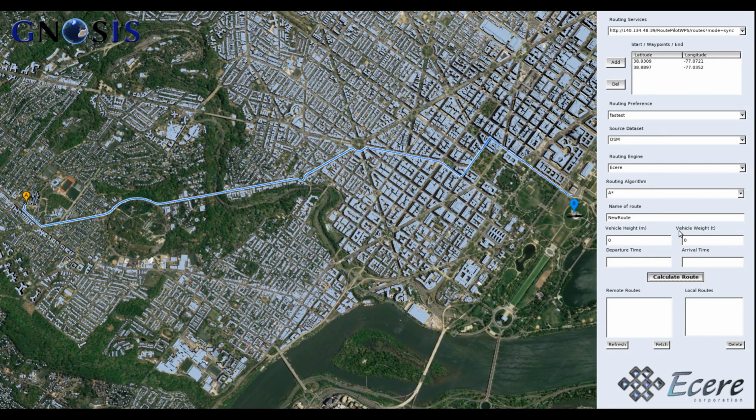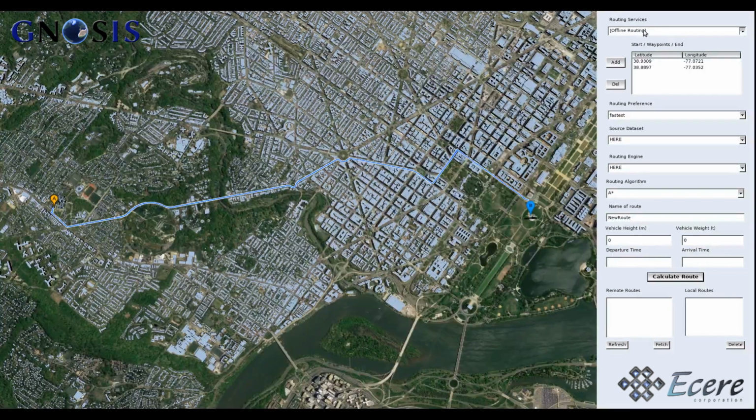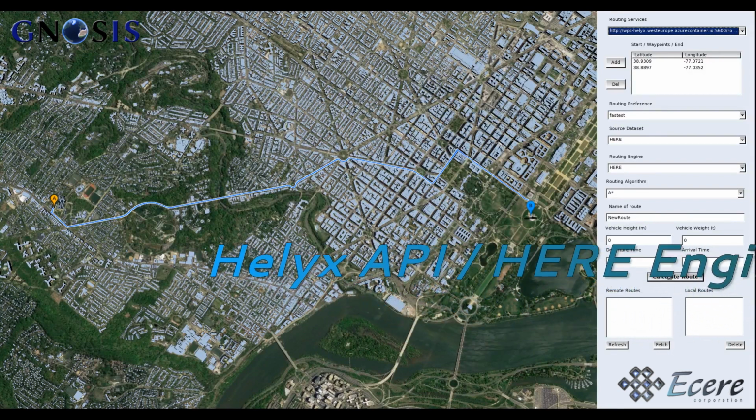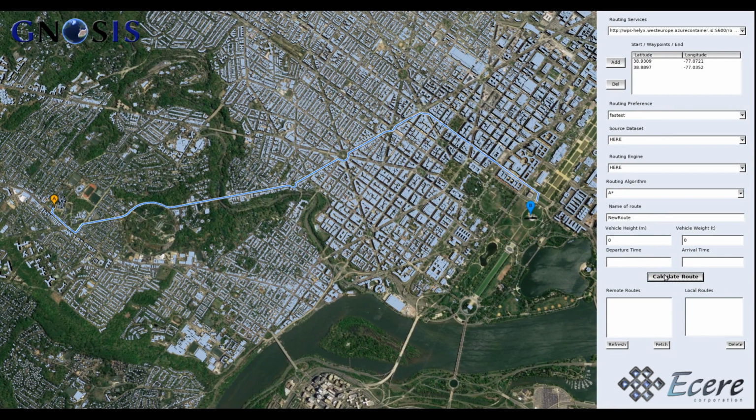The routing endpoints may support additional parameters, such as specifying which routing engine, which dataset, or which algorithm to use, a preference for fastest or shortest route, additional waypoints, weight or height restrictions, or regions to avoid.